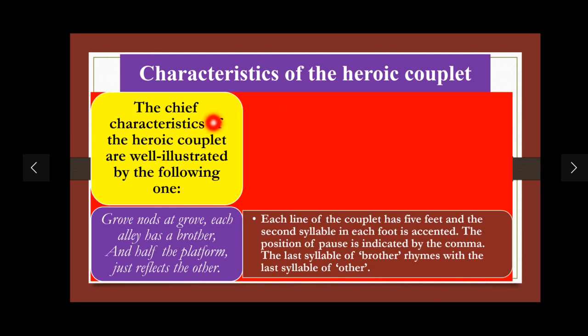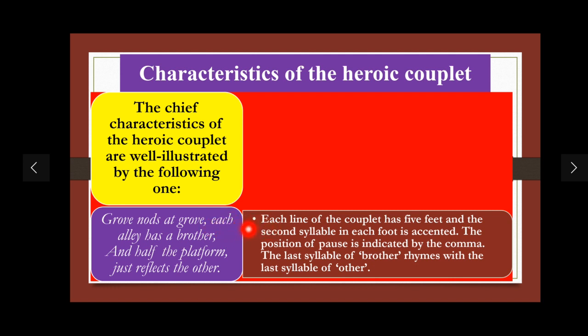Characteristics of the heroic couplet. The chief characteristics of the heroic couplet are well illustrated by the following one. Here we have an example of the heroic couplet. "Grove nods at grove, each alley has a brother, and half the platform just reflects the other."